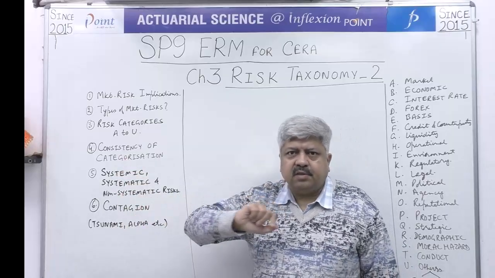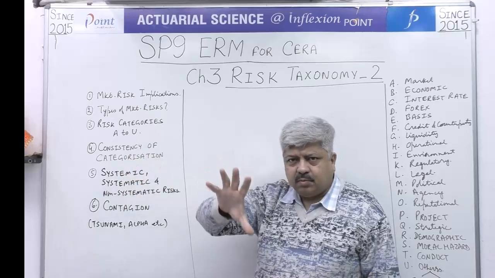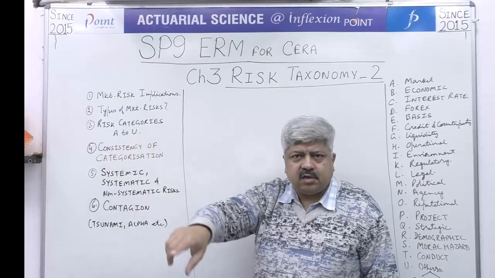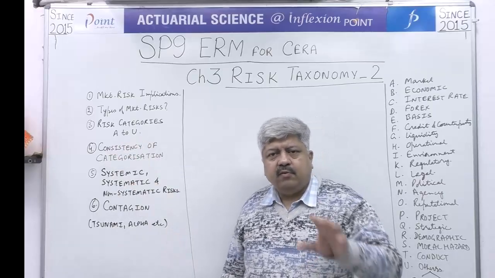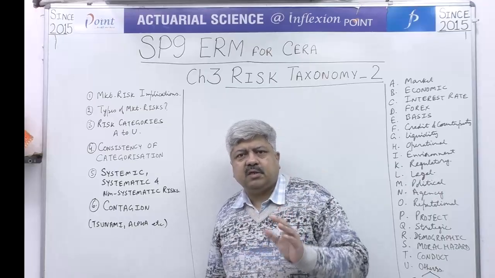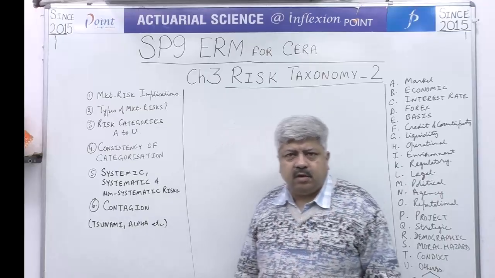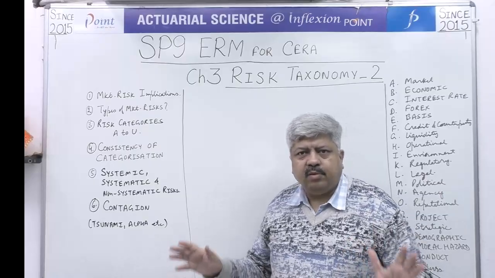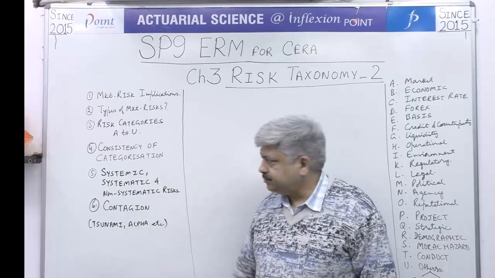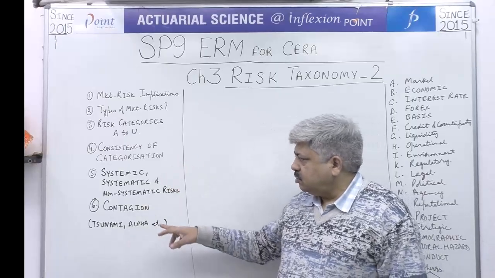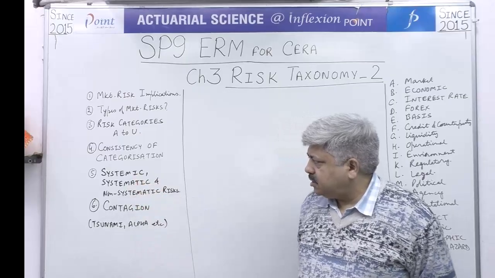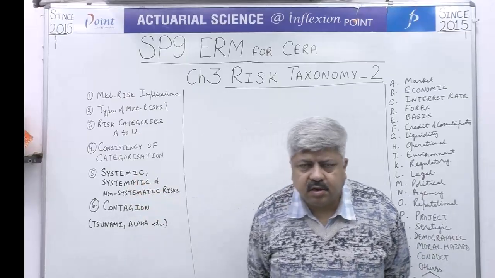I would still recommend that there is a very small part, say just 1 page, devoted to consistency of categorization in the official study material. I would encourage all of you to go through that page, and after going through that page, if some questions crop up in your mind, I would be more than willing to address them. So that will be the stuff of the doubt class. So I do hope you already understand the difference between systematic risk and non-systematic risk.